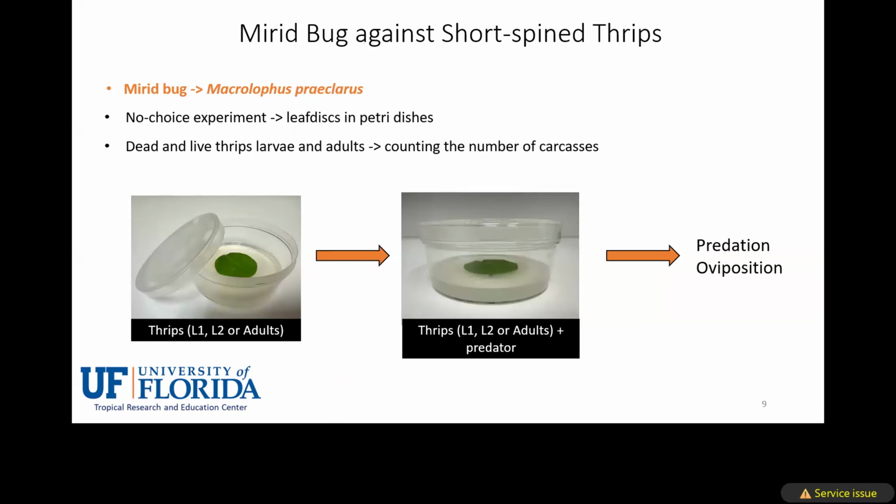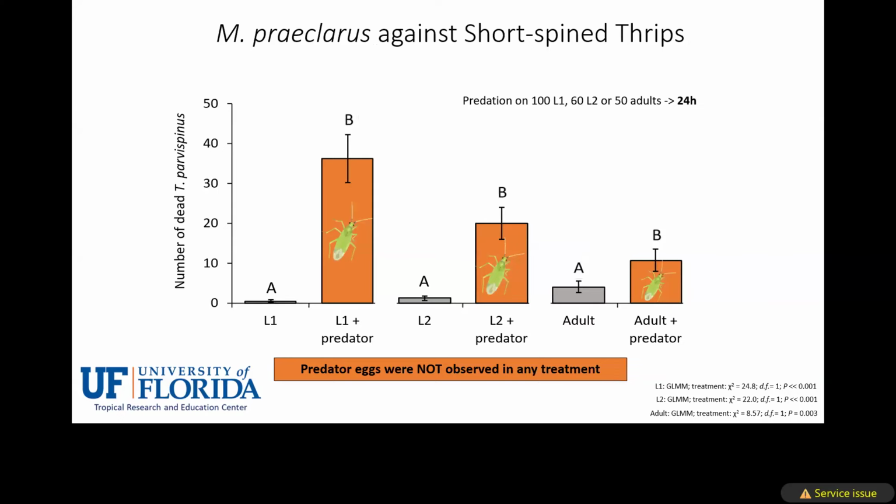So first I'm going to show you the results for Macrolophus pygmaeus. We did the same as we did for the pirate bug, non-choice experiments offering larvae 1, larvae 2, or adults in the arena, and we checked the number of carcasses, the number of dead thrips at the end, and we measured oviposition. So here are similar figures, in which you see here in orange the predation, and here in gray the control.